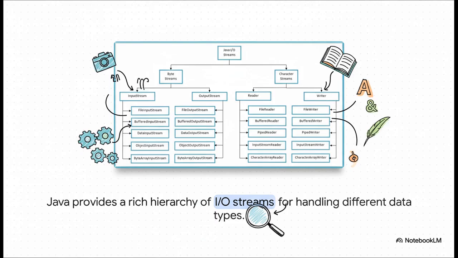Now, you don't need to memorize every single one of these classes. The big takeaway here is that there are two main categories. You've got byte streams for handling raw binary data, think images, audio, that sort of thing, and then you have character streams, which are specially optimized for handling text. Picking the right tool for the job is super important for making sure your data doesn't get messed up.